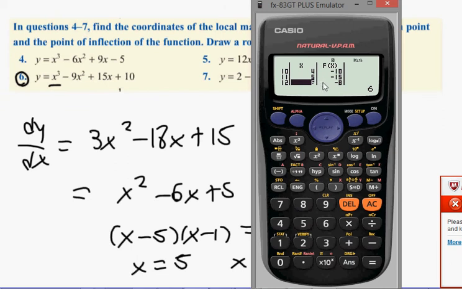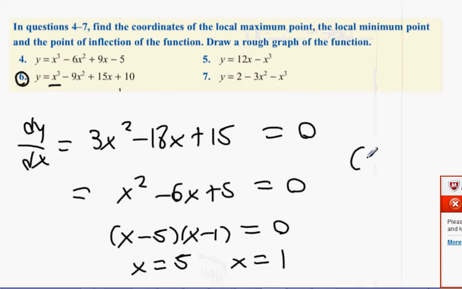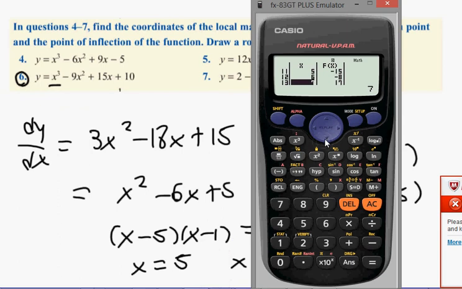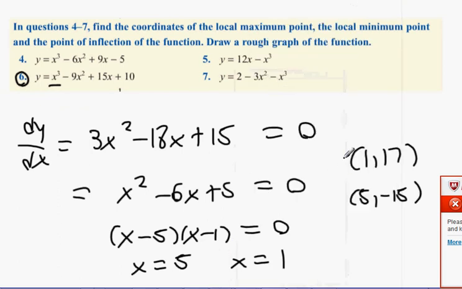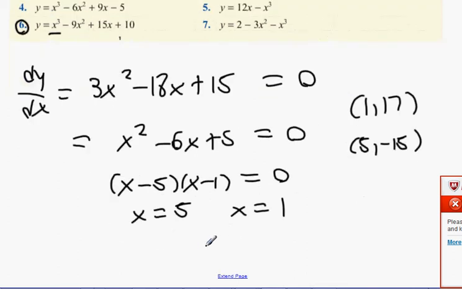And we know the points, don't we? We know 5 is minus 15, and we know that 1 is 17. So the answers are 1, 17 and 5, minus 15. We know the answers already for the maximum and minimum turning points. Now we also have to prove that they are the max and the min. I have to prove it. So look at this, guys. Second derivative is what?